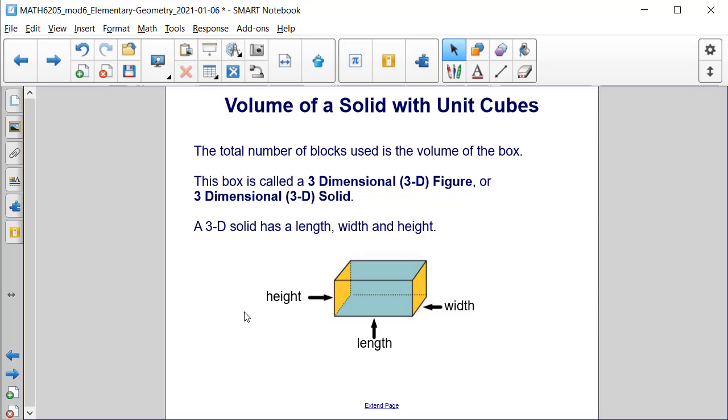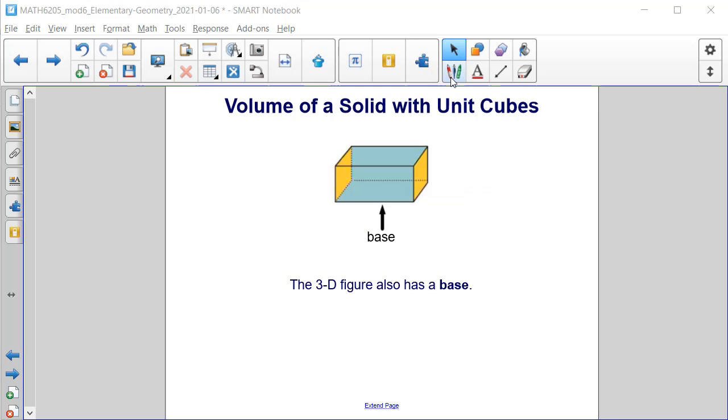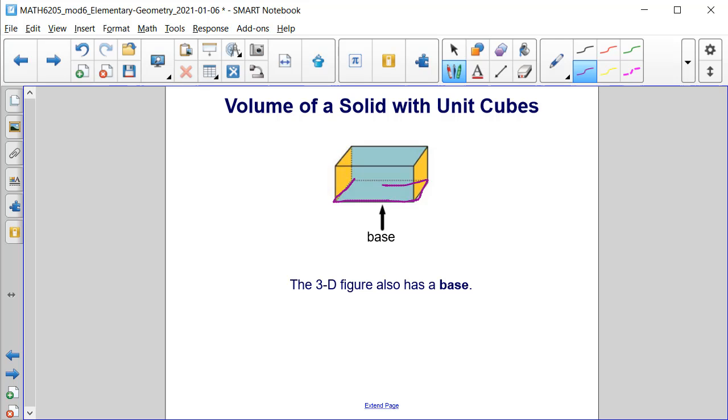This box is called a 3-dimensional or 3D figure, or a 3D solid. A 3D solid has a length, width, and height. Here's an example of what's known as a rectangular prism or a block, and it has a length, a width, and a height. The 3D figure also has what's known as the base, and by base, we're really talking about the bottom of the figure. And this base ends up being a rectangle.